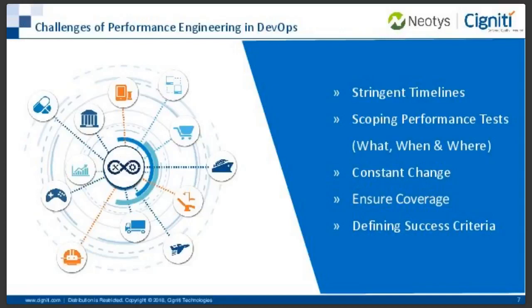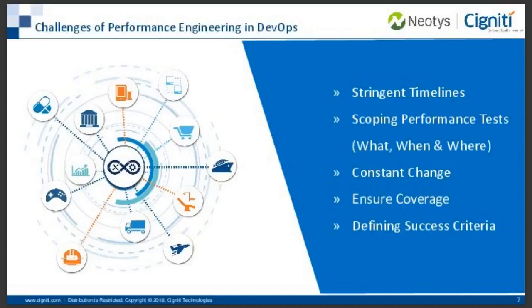Constant change. As we know, in DevOps there are constant changes to the code, constant changes to the requirements. How do I adapt to these changes? How do I actually work around the changes? Next thing is about the coverage. So how do I make sure all the critical portions of a sprint backlog, and eventually of the applications, are covered, and that it performs well?